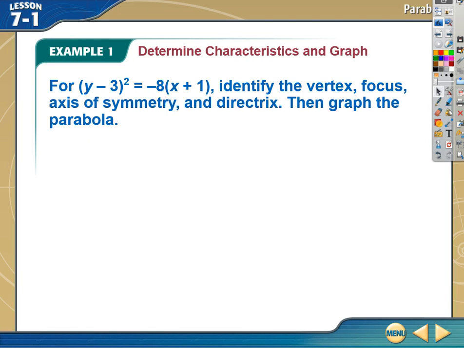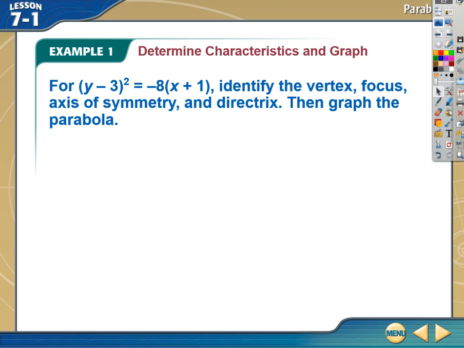Example 1. They give me this formula already in standard form for a parabola. And to help yourself out, hey, this is a y squared one. So that means this is a sideways parabola because it's y squared, not x squared. I know that's going to open to the left because this is negative. If it's positive, it opens to the right.